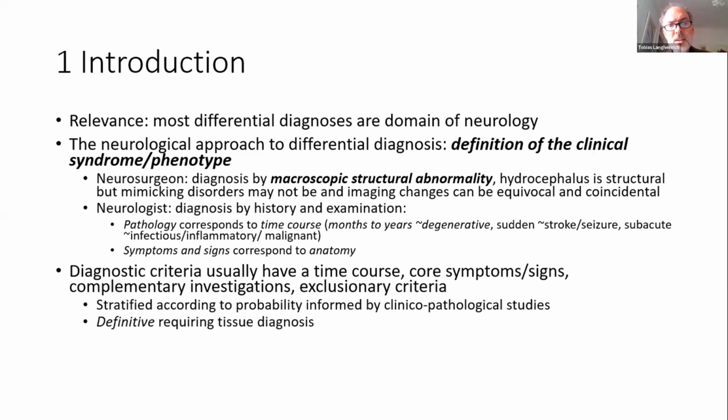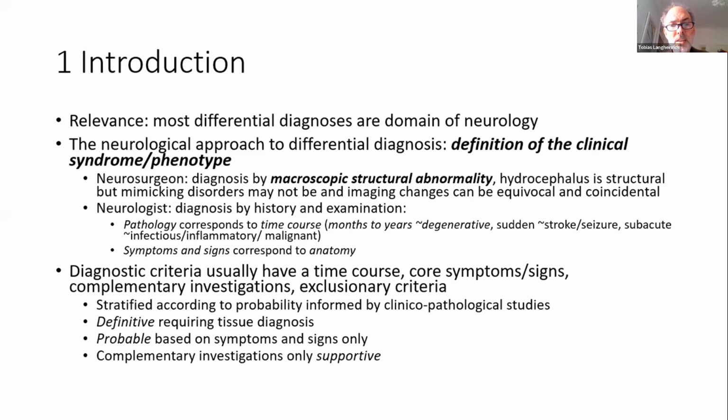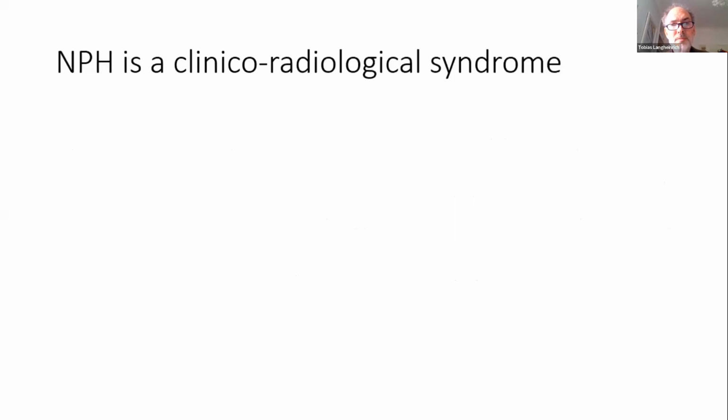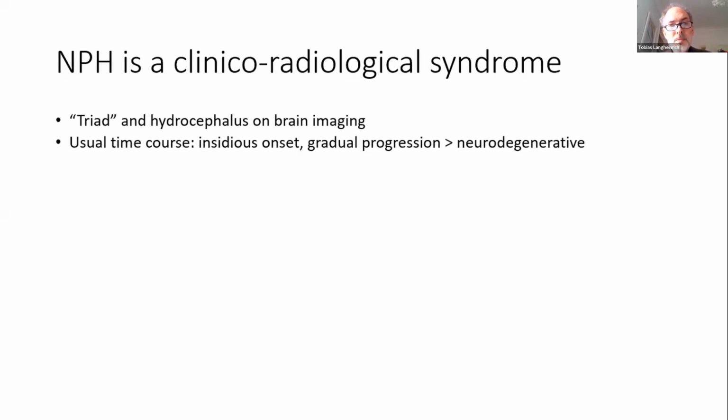Definite always requires a tissue diagnosis. Probable is based on symptoms and signs only. So again, symptoms and signs, not complementary investigations. They are supportive. So what about NPH? NPH is a clinical radiological syndrome as opposed to a clinical pathological syndrome. It's a triad, and there's usually hydrocephalus on brain imaging. Well, not usually, there has to be.